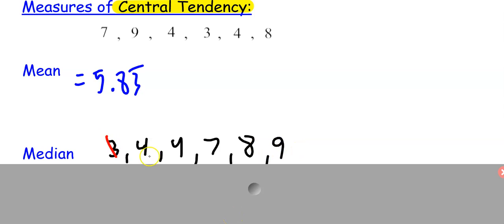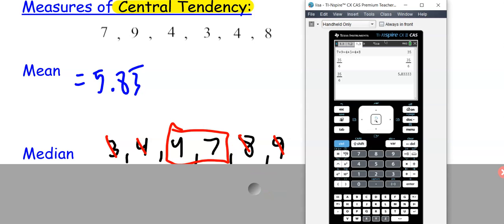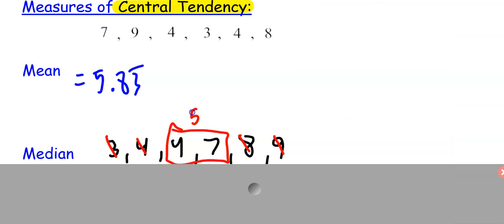In this case, like some students do this, you've probably seen this before. Cross out the smallest and biggest. These two numbers are in the middle, so I have to find the average of 4 and 7. So you add them up and divide by 2, right? So 4 plus 7, divide by 2, Control Enter. We get 5.5. So 5.5 is our median. So our mean is 5.83.